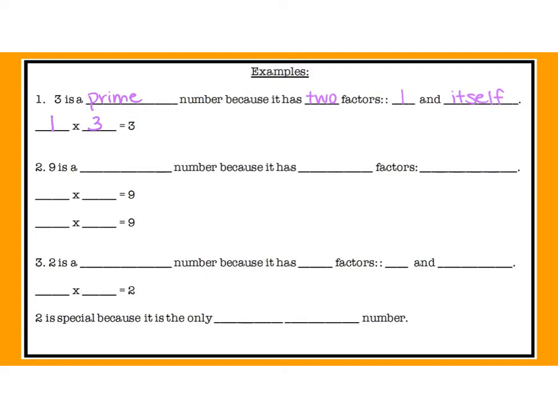Nine is a composite number because it has three factors. It has more than two factors. The three factors are 1, 3, and 9. We can multiply these factors together to equal 9. So 1 times 9 equals 9, and 3 times 3 equals 9.